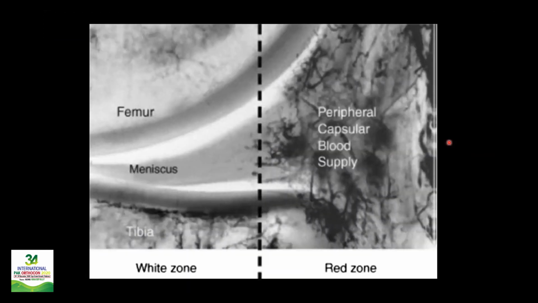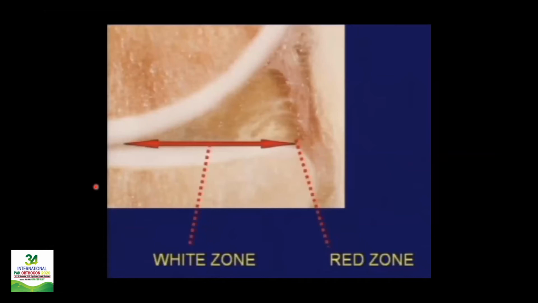This is an image just to show you how the blood supply is entering the meniscus. You can see this is the peripheral part, and the peripheral part of the meniscus is supplied, and this is known as the red zone, whereas the white zone is the part more medially, and it has no major blood supply and is avascular. This is a cadaveric image just to show the relationship of the white zone with the red zone.